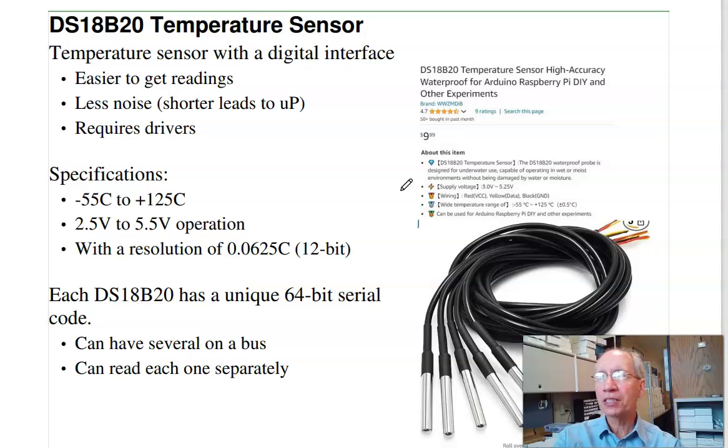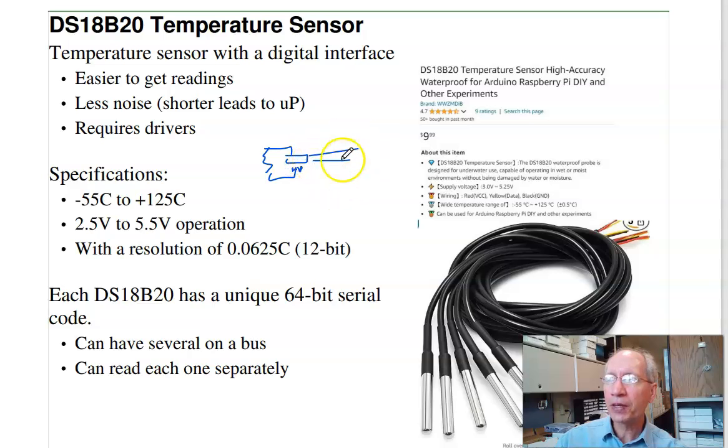The problem with analog sensors is you tend to have quite a bit of noise. I could reduce the noise by making the wire shorter. One way to do that is have the sensor tied right to a microprocessor, keep the wires really short, and then communicate with the digital interface for the microprocessor. That's what the DS18B20 is. This is actually a digital sensor, a sensor plus a microprocessor, all in a tight bundle with wires that then go out to the leads. These wires talk over a binary interface.